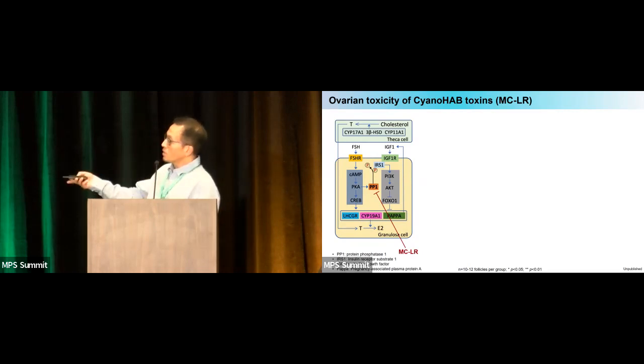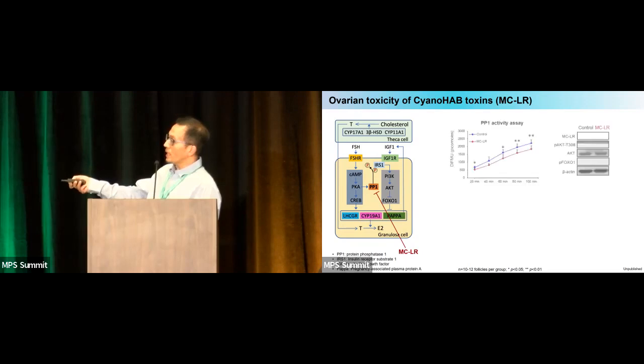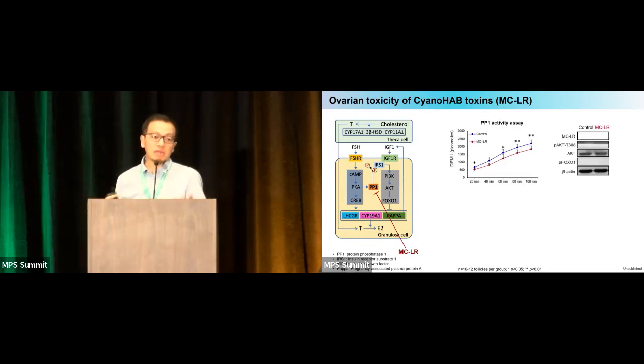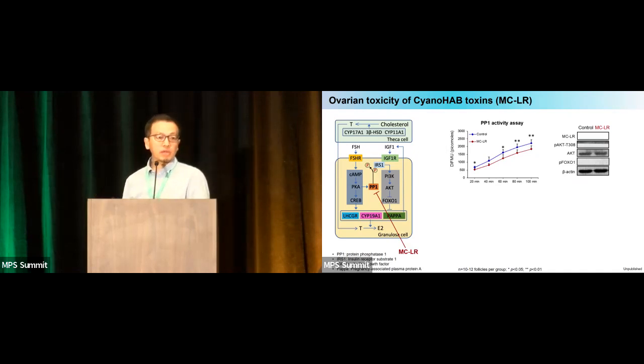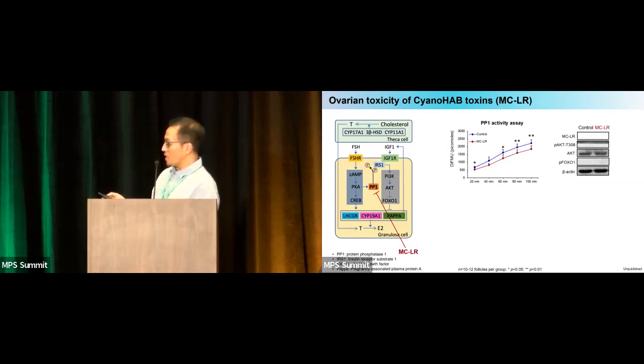ovulate. So using this mini ovary model, we did the same exposure, and we also found that microcystin can inhibit the PP1 activity in the follicular cells. And we also see significant downregulation of some key mediators, such as the phosphorylation of AKT and also FOXO1.